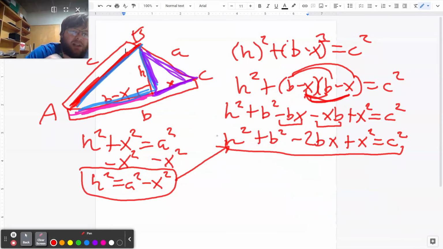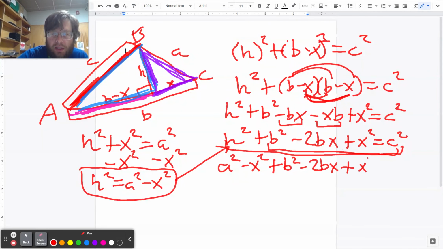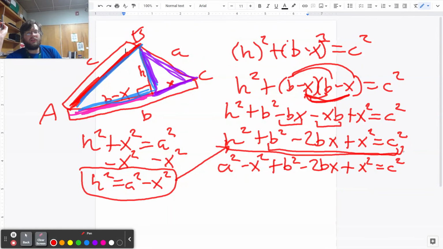I know this feels like a lot right now. So if I substitute that in right there, I get a squared minus x squared. And then I'm going to copy the rest of this equation down. Plus b squared minus bx plus x squared equals c squared. I hope you can see how something's going to clean up here. There's a negative x squared, and there's a positive x squared. So boop, boop, those disappear.